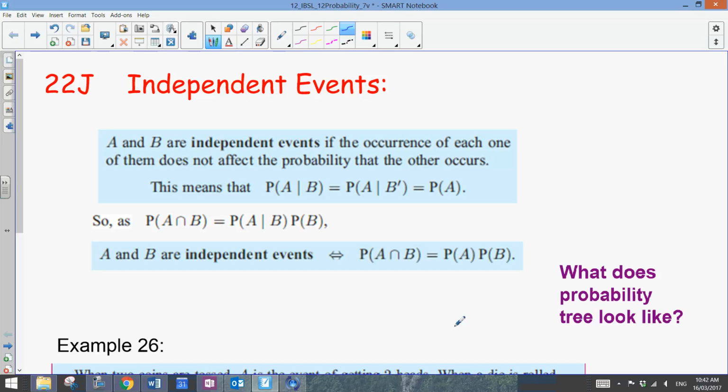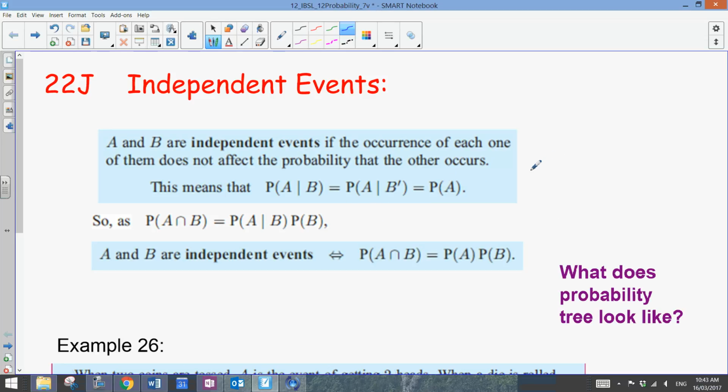So now how do we actually prove this with our formulas and with some notation? You can say A and B are independent events if the occurrence of each one of them does not affect the probability of the other one occurring. For example, the probability of A given B should not be affected by B. Therefore, the probability of A given B should be the same as A given not B, whether B is there or not there. And that really is just the probability of A in general.